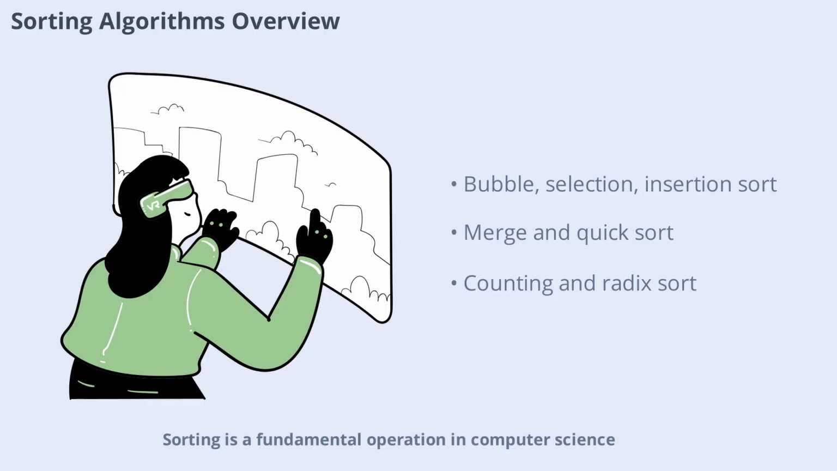Sorting is a fundamental operation in computer science. Comparison-based algorithms like bubble sort, selection sort, and insertion sort are easy to understand but not always the most efficient. Merge sort and quicksort offer better performance for larger datasets. Non-comparison sorts such as counting sort and radix sort are used for specific scenarios. Understanding time and space complexity, stability, and whether an algorithm is in place or out of place is essential for choosing the right sorting method.